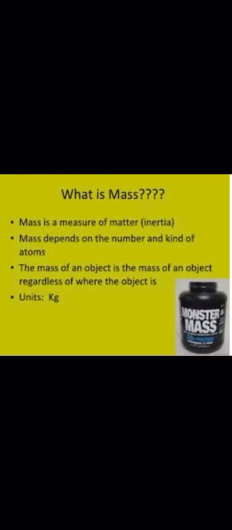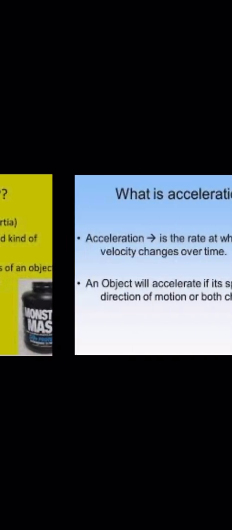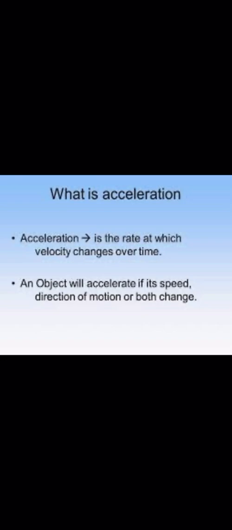What is mass? Mass is a measure of matter, inertia. Mass depends on the number and kind of atoms. The mass of an object is the mass of an object regardless of where it is. It can be measured in kilograms. What is acceleration? Acceleration is the rate at which velocity changes over time. An object will accelerate if the speed, direction of motion, or both change.